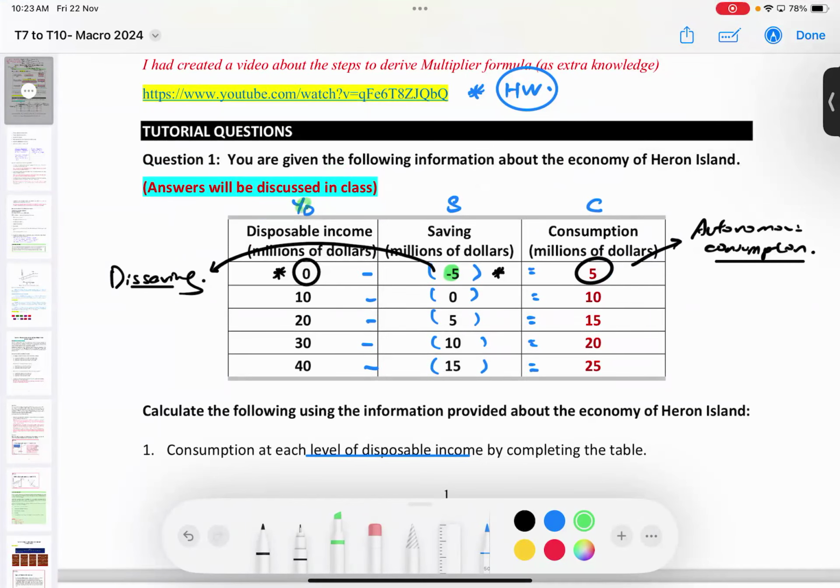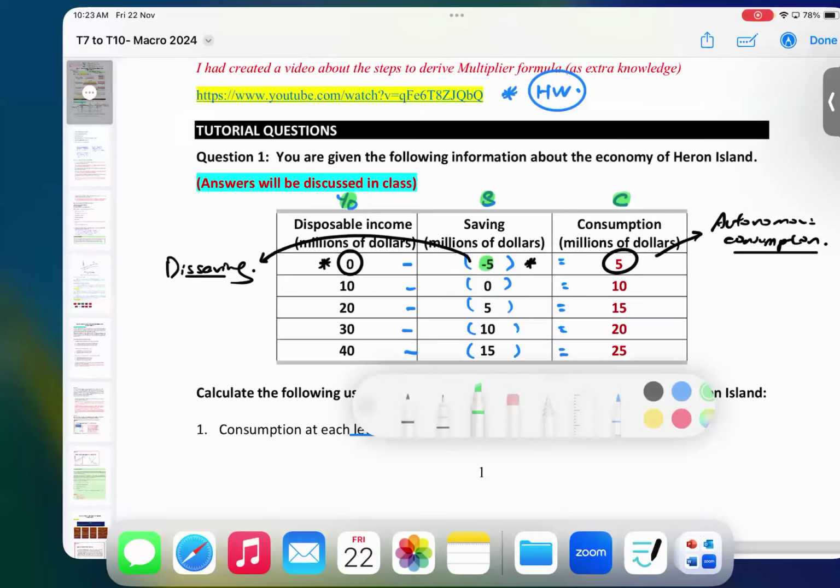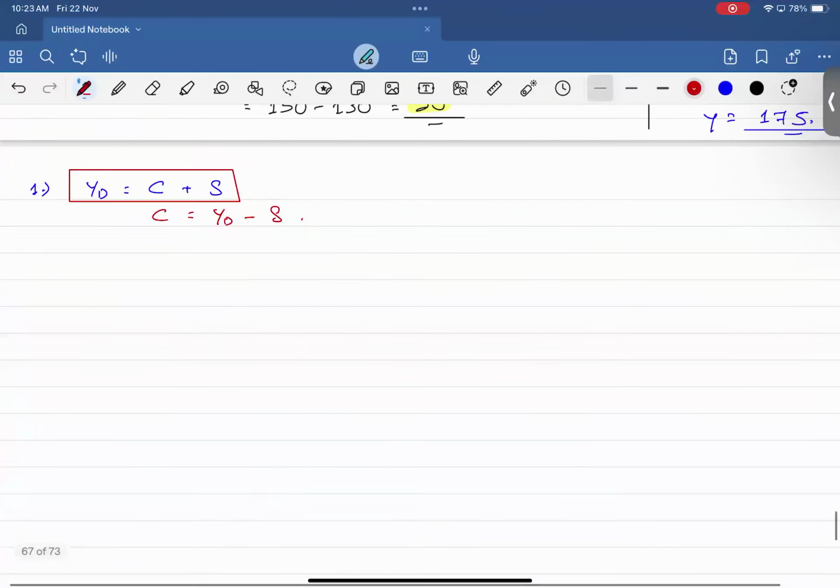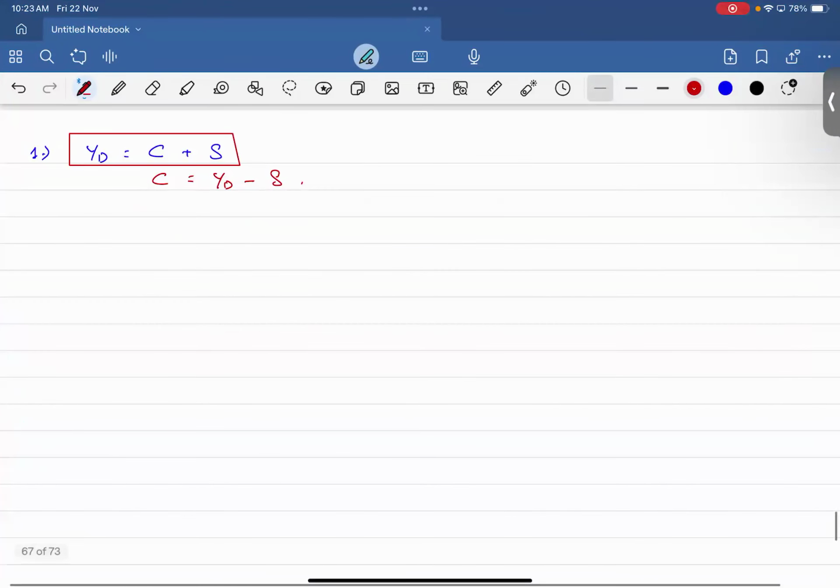Okay, we have disposable income on this table. We have saving and we have consumption. So therefore, like what we said just now, in the closed economy, our income can be used either for consumption or saving purposes. So in order for us to calculate consumption, I will just use disposable income minus saving.